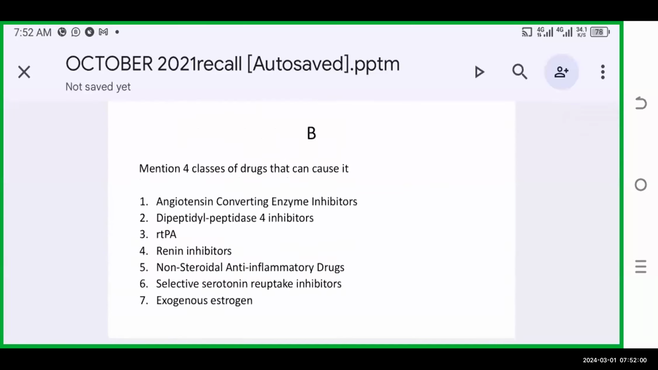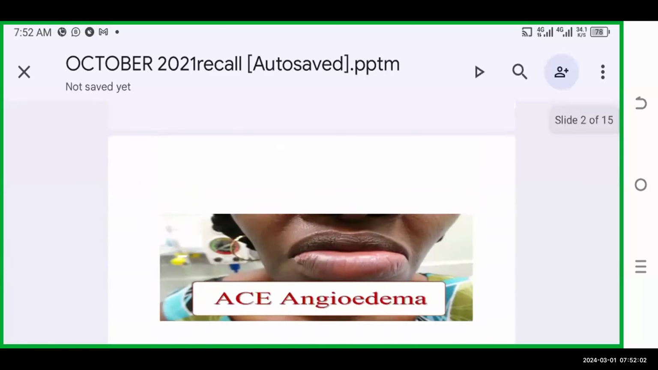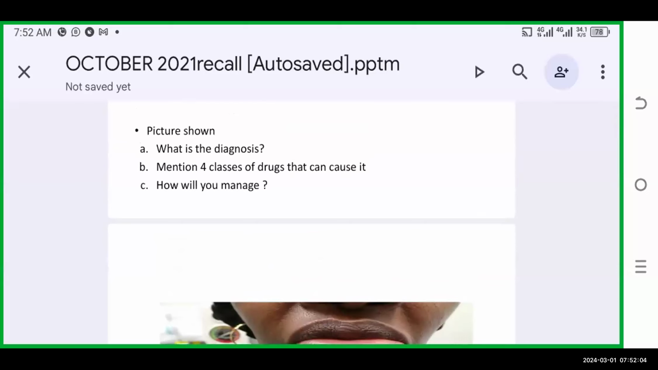Dr. Momodu is asking: how can we differentiate angioedema, anaphylaxis, and anaphylactoid reaction? And secondly, is there a role of serum tryptase in angioedema?